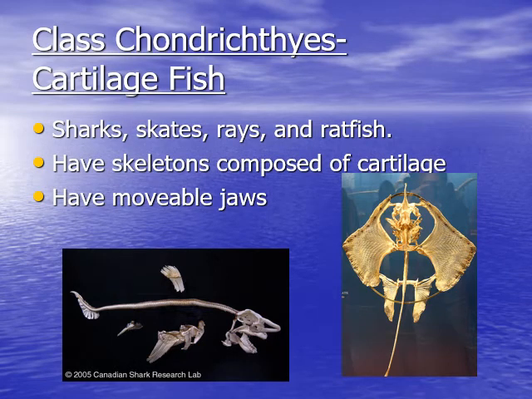They have movable jaws, so unlike the jawless fish, they have jaws so they can eat bigger things. They don't really attach to things. They eat them whole and chew them up. Especially our sharks, we're familiar, they're probably the biggest example of organisms having jaws.